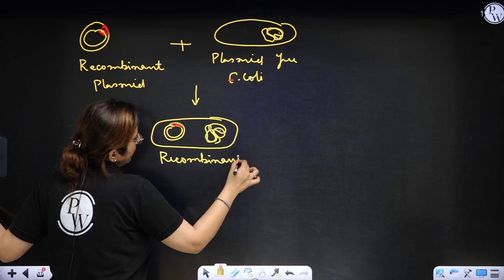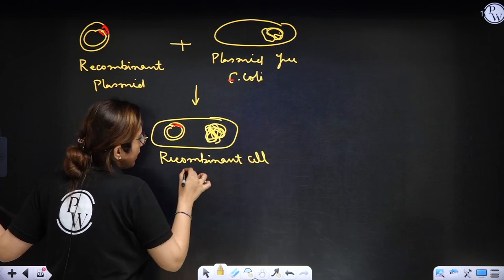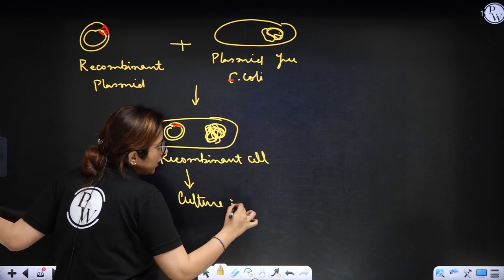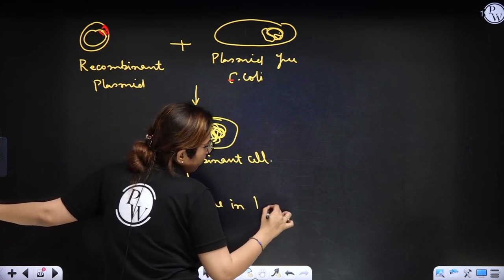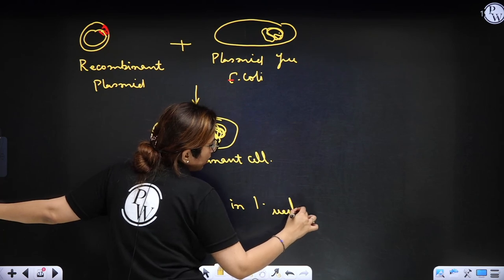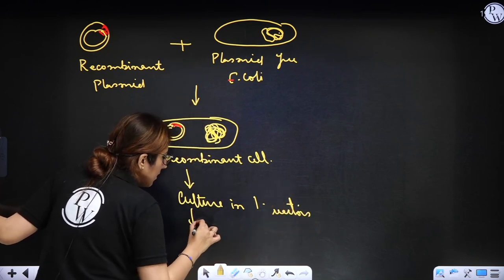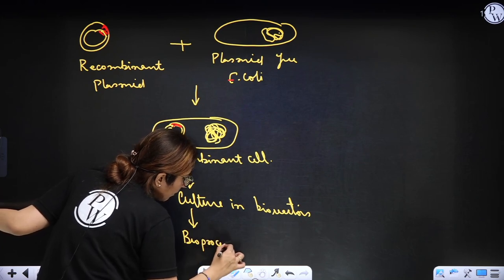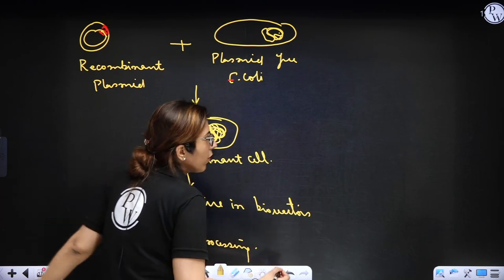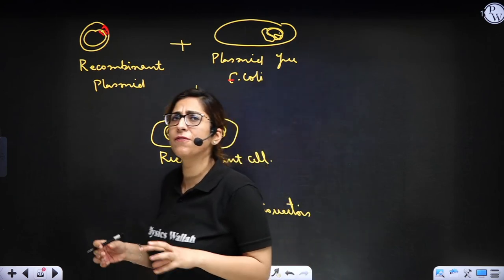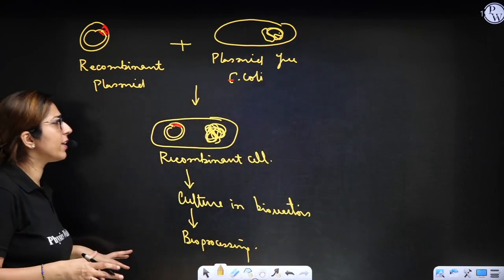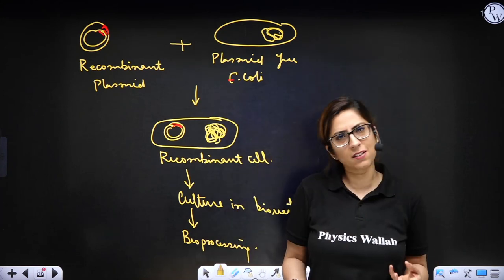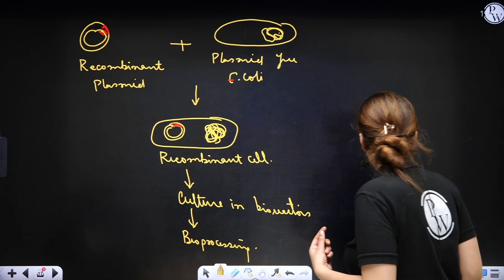Recombinant cell. Now what we are going to do, guys, is culture this in bioreactors, and then bioprocessing will be done. That means extraction of our product can be done. So is it clear? This is a very easy procedure and this is already there in your NCERT, so I have not explained this in detail. If you want me to explain this, definitely we can also do that.